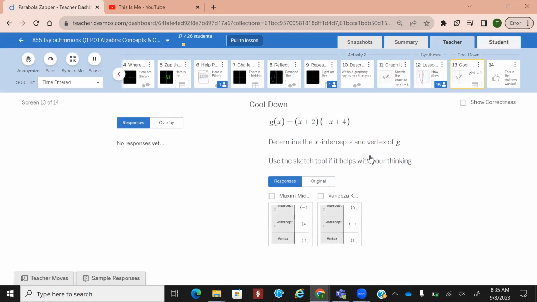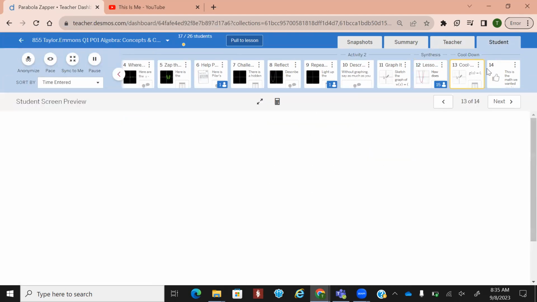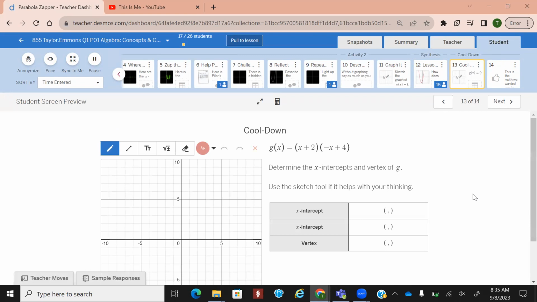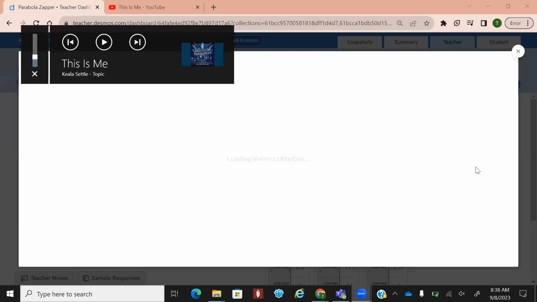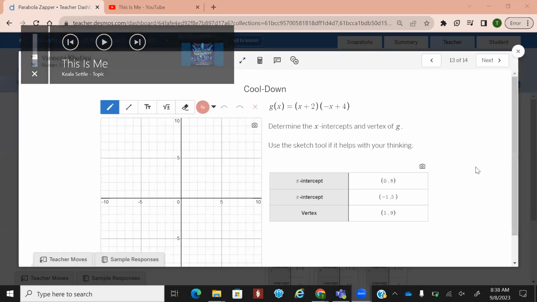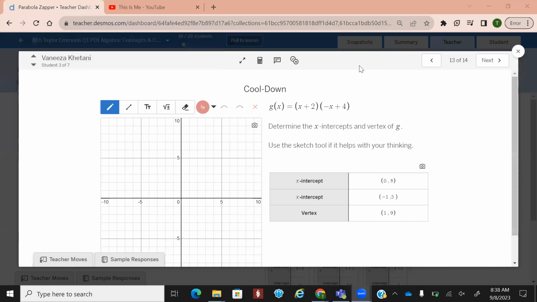Okay. Go ahead and determine the x-intercepts and the vertex of this. If you are able to do this, you should be okay for Monday. Remember, there is one question on there that asks about axis of symmetry. Axis of symmetry is the x value for the vertex. Okay, take a moment. All right, so let's check your work.